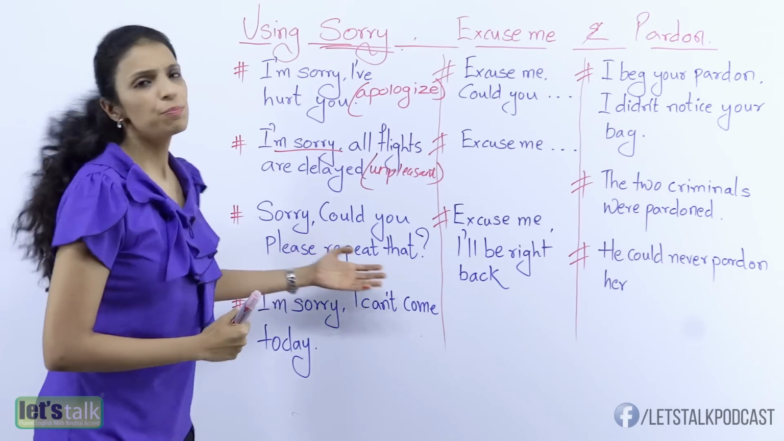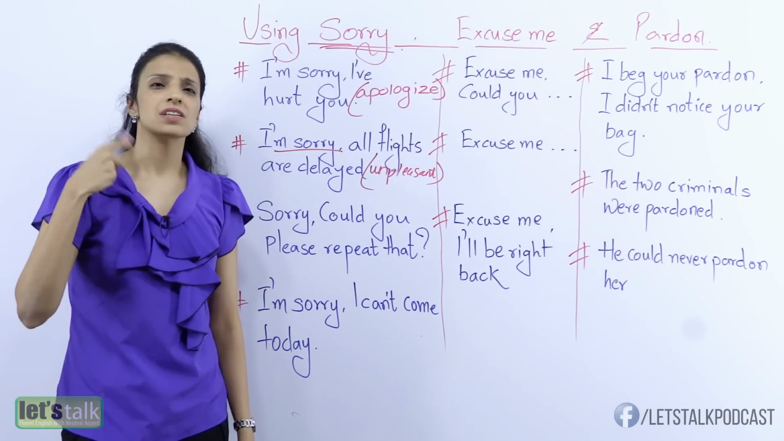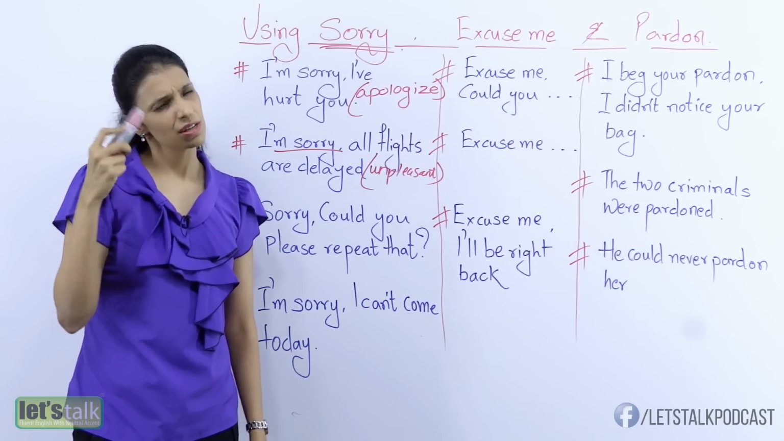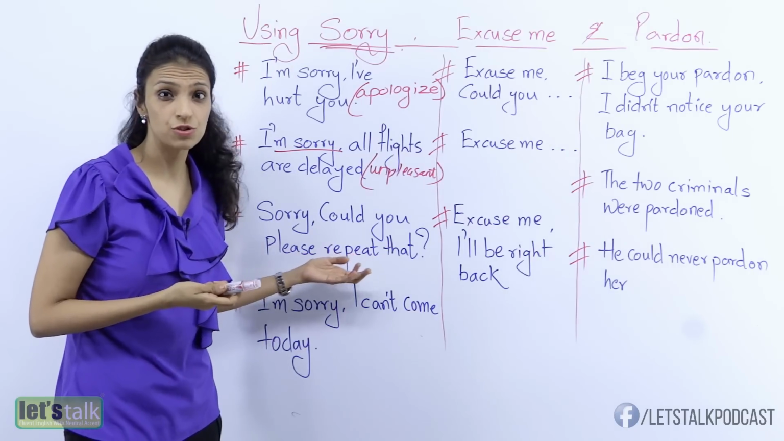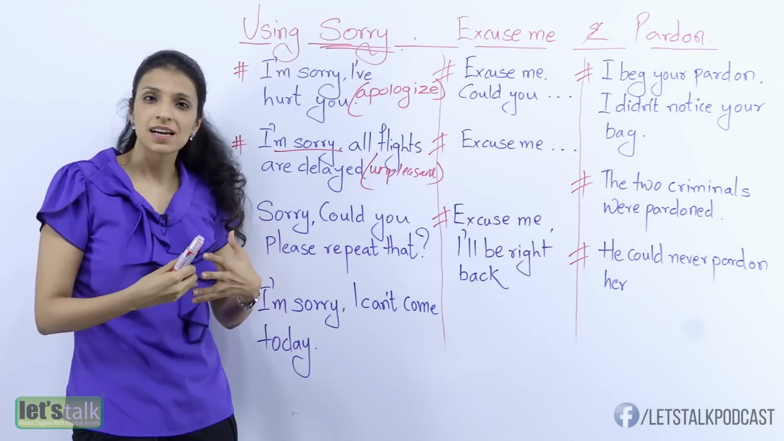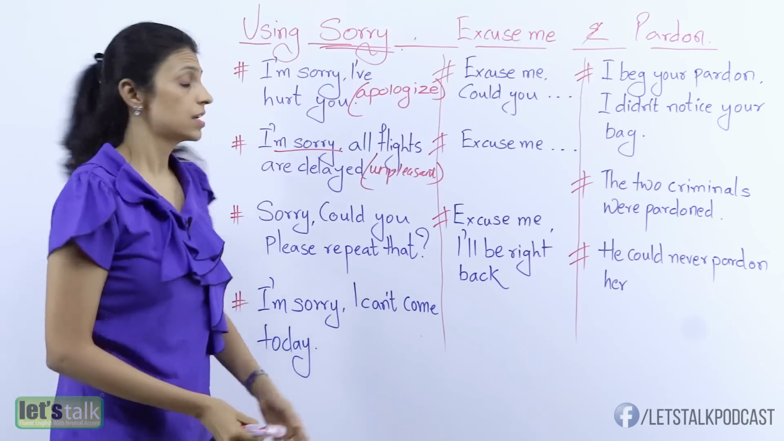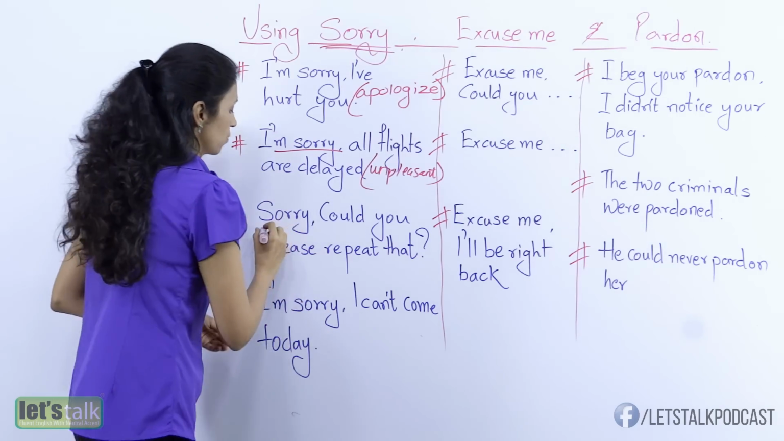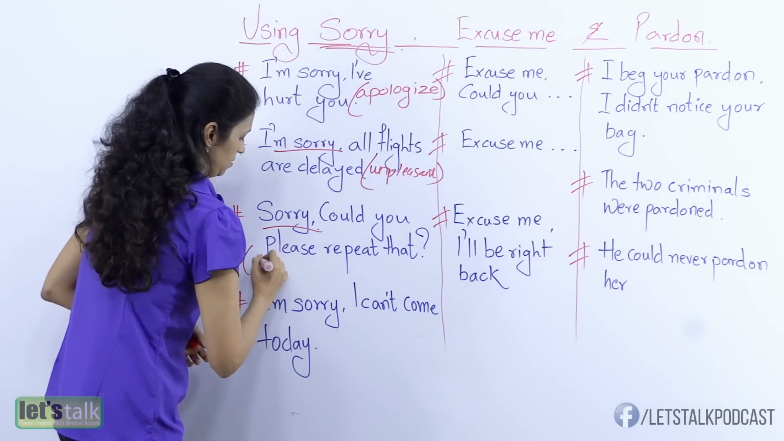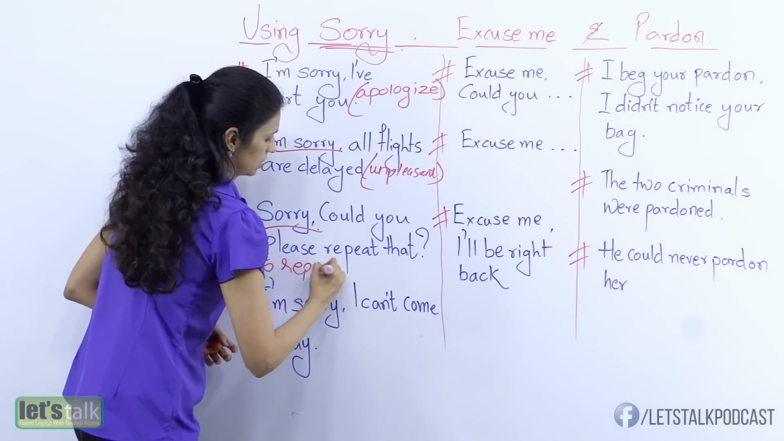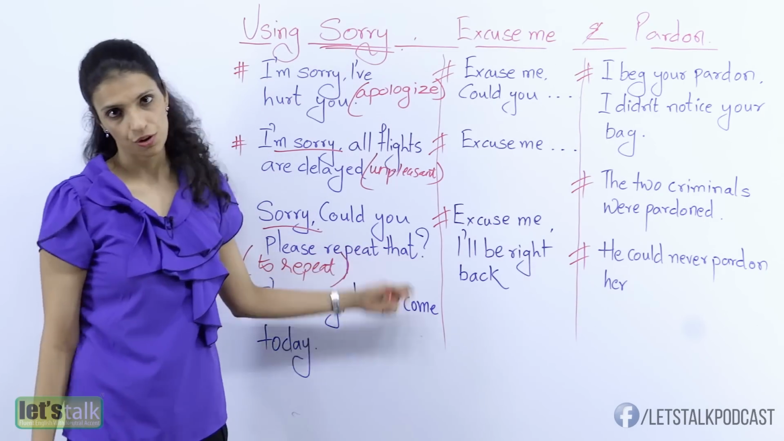Sorry, could you please repeat that? Now, sometimes when people say something that you did not listen to, maybe you were a little preoccupied, you say, sorry, could you please repeat that? It's a way of saying that I didn't listen to what you just said and I'd really appreciate it if you could repeat it again. So when you want someone to repeat what you just didn't hear, okay, you say sorry.